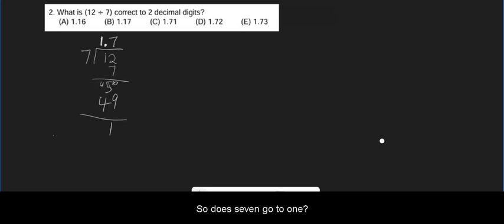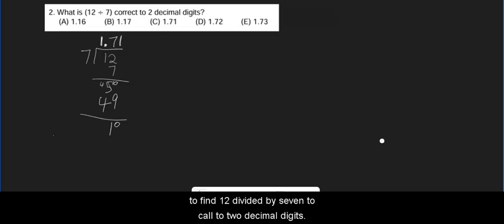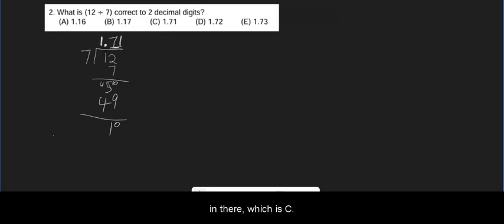So does 7 go into 1? Of course it doesn't, so we add the 0 in there. Then does 7 go into 10? Yes, it does. How many times? 1 time. Okay, so then the question wants us to find 12 divided by 7 to 2 decimal digits. So we have found 1.71, which is 2 decimal digits. Okay, so now we check the answer in there, which is C. The answer is C for this question.